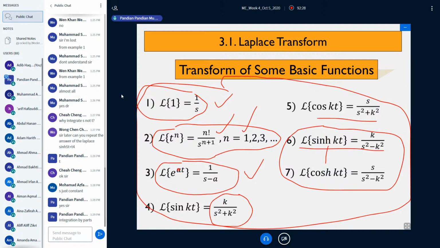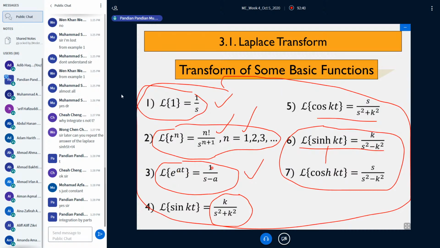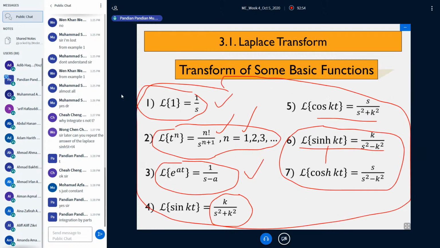So if I substitute a = minus 3, it is 1 over s plus 3. Correct. But if you substitute a = 3, then it is 1 over s minus 3. For sine and cosine, you go home and try. Use this formula. Substitute f(t) with sin kt, and substitute f(t) with cos kt. You try. That is your exercise.